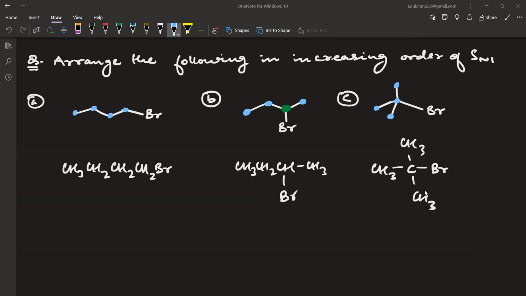Okay, fine, good. Since you have identified 1 degree, 2 degree, and 3 degree, similarly you can also write them in the increasing order. Correct? Which one will be the fastest? Then which one? Then which one? Fahad, yes or no?